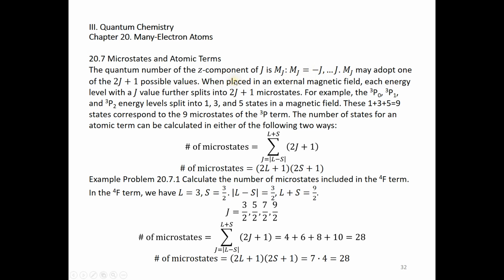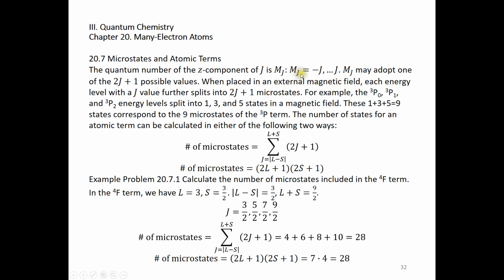When you place such an atom in an external magnetic field, each energy level with a J value will further split into 2J plus 1 microstates. So all those electrons will be aligned in a way that interacts with the external magnetic field. And this m sub J can be from negative J to positive J. So all different ways of alignment with the external magnetic field.